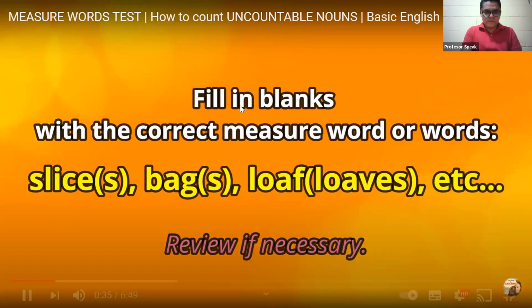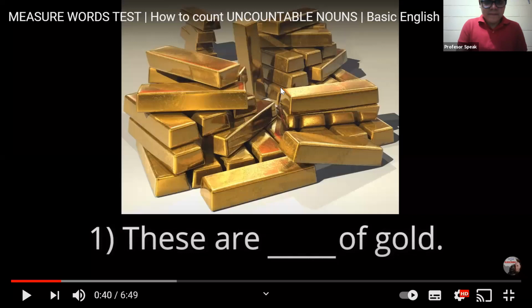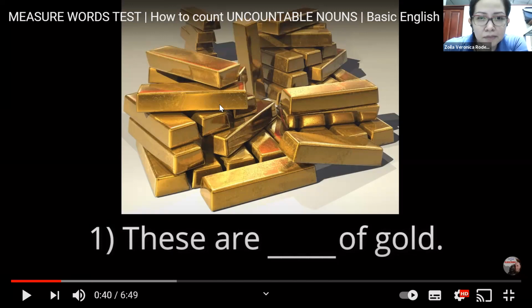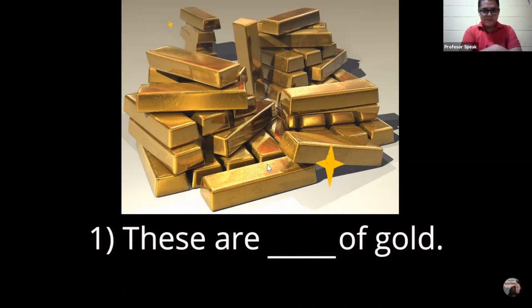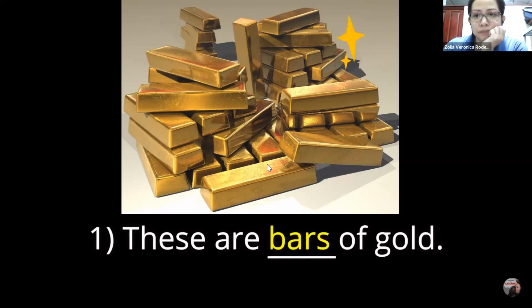Okay, here we go. Number 1. Okay, Veronica. There are bars of gold. These are bars of gold. Okay, let's see. And the answer is, these are bars of gold. That's right, gold is counted with bars.